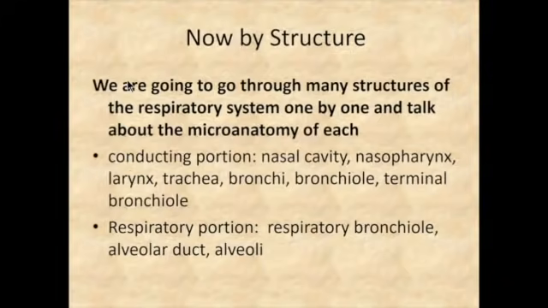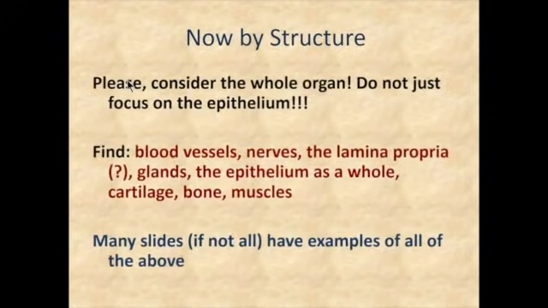All right, now we're going to go through the rest of the structures of the respiratory system and talk about the microanatomy of each, which are going to be changes in the epithelium and changes in the amounts of smooth muscle, cartilage, and glands in the lamina propria. The conducting portion is going to include all of those structures, and the respiratory portion is going to include respiratory bronchioles, alveolar ducts, and alveoli.